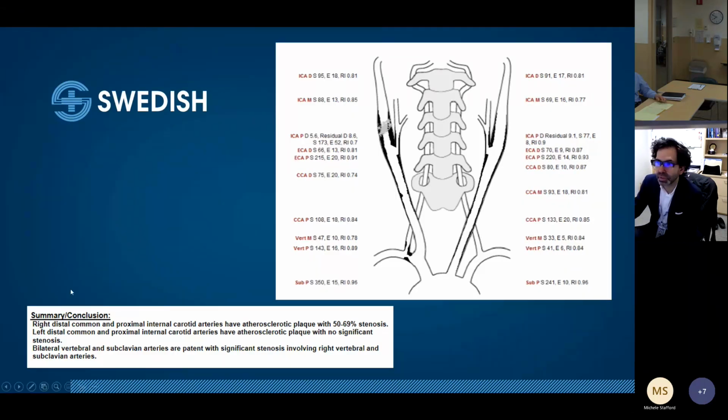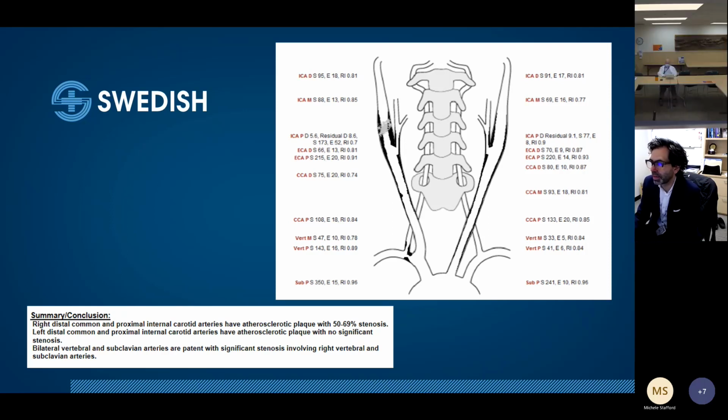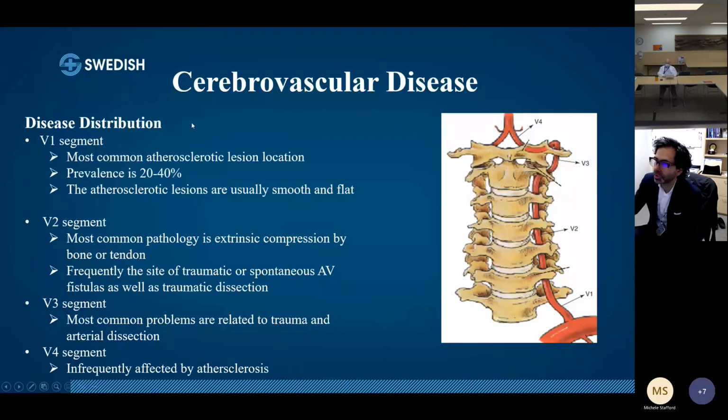Back to the screening ultrasound. So what about the vertebral arteries? This is something that I've seen increasingly in my clinic. Patients will come in with an isolated vertebral stenosis, referred in for evaluation. So you have to understand a little bit about the vertebral anatomy.